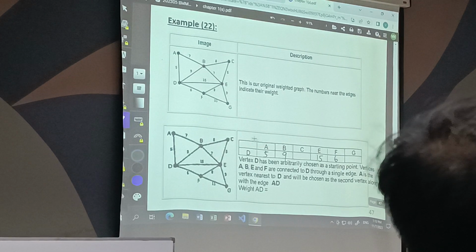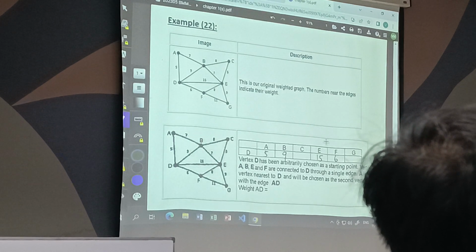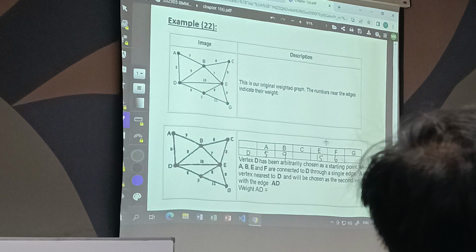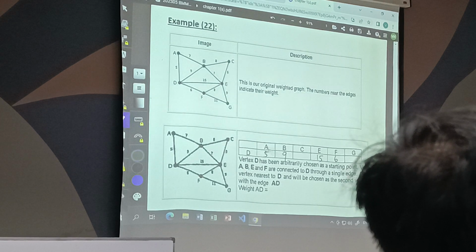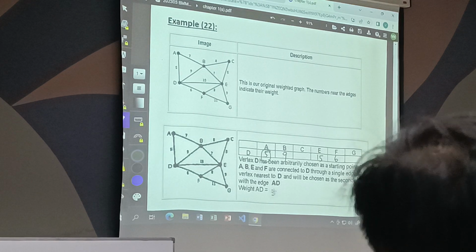So from the 4 here, what we want to do is find which one is the minimum weight. We can see that the weight from D to A is the minimum, right? So that means the first one we will choose is AD with the weight of 5.